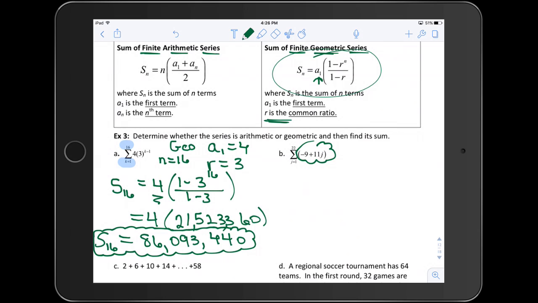Okay, so that is how you use the finite geometric series. Again, note that the things you need would be the initial first term value, the common ratio, and then of course knowing what position or how many, in this case 16 terms, that you're going to be adding together.